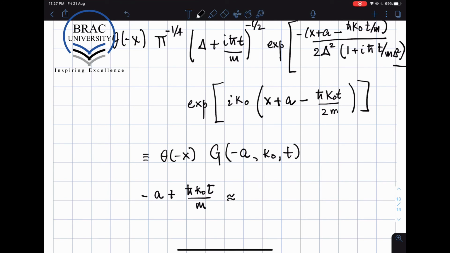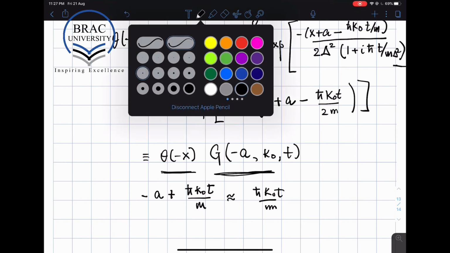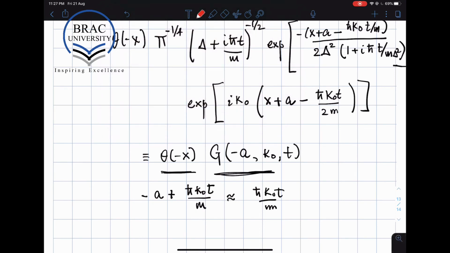So as time goes, this just becomes h bar k naught t over m, which is a positive number. Which means that the Gaussian is going to be centered far away from the negative x-axis. But because it's being multiplied by a theta function which is only non-zero on the negative x-axis, there's not going to be any overlap between these two. So that means that as t goes to infinity, this is going to be 0.